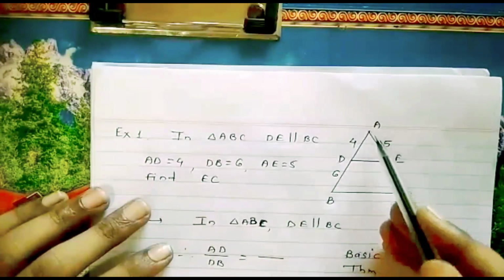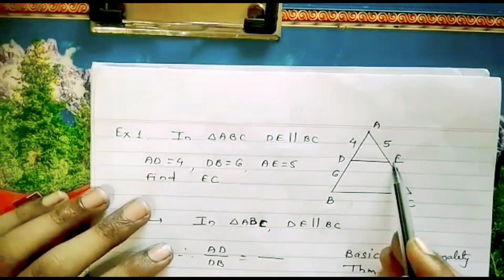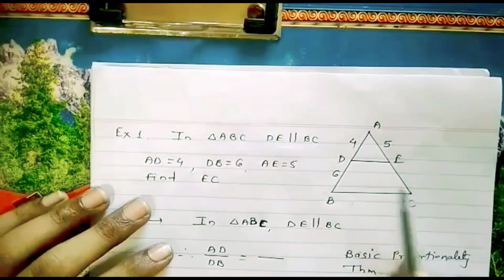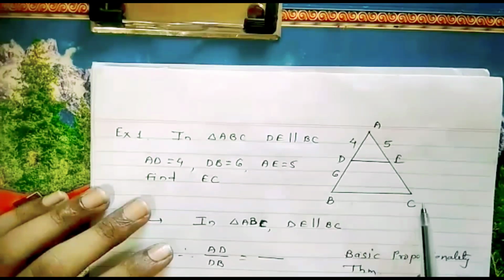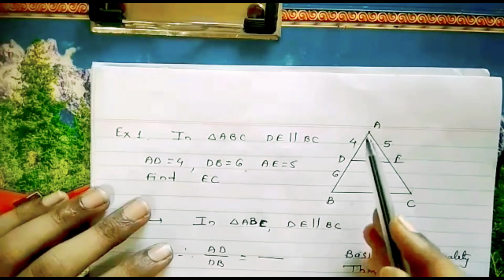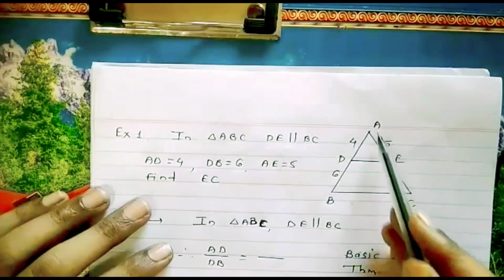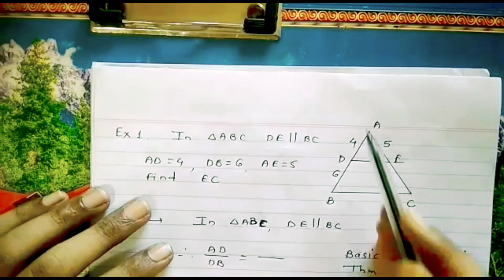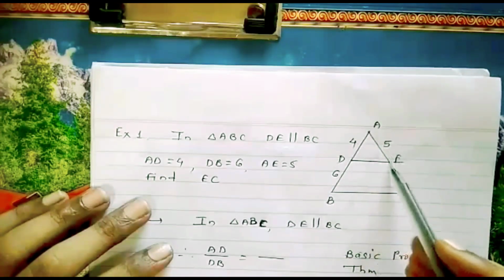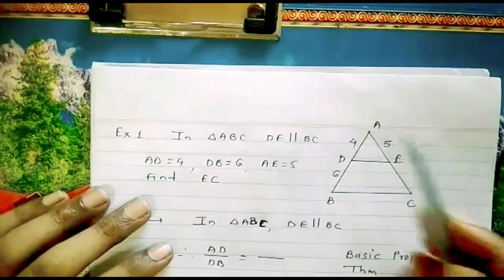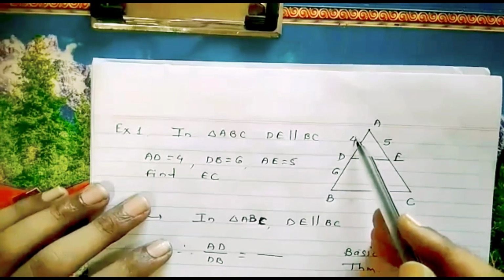In this triangle, this segment DE is given parallel to BC. A line is parallel to one side of a triangle. Then, these two sides AB and AC are divided in four parts: AD, DB, AE and EC. Out of these four parts, the values of 3 are given.